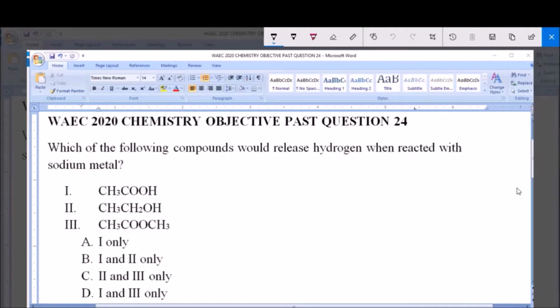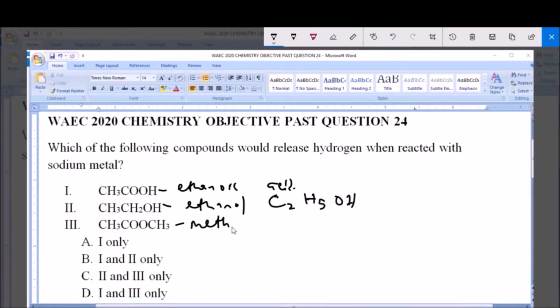Which of the following compounds would release hydrogen when reacted with sodium metal? So you have three compounds here. The first represented here is ethanoic acid. The second here is ethanol, otherwise written as C2H5OH, and then the third one written here is methyl ethanoate. So A, 1 only, B, 1 and 2 only, C, 2 and 3 only, D, 1 and 3 only.